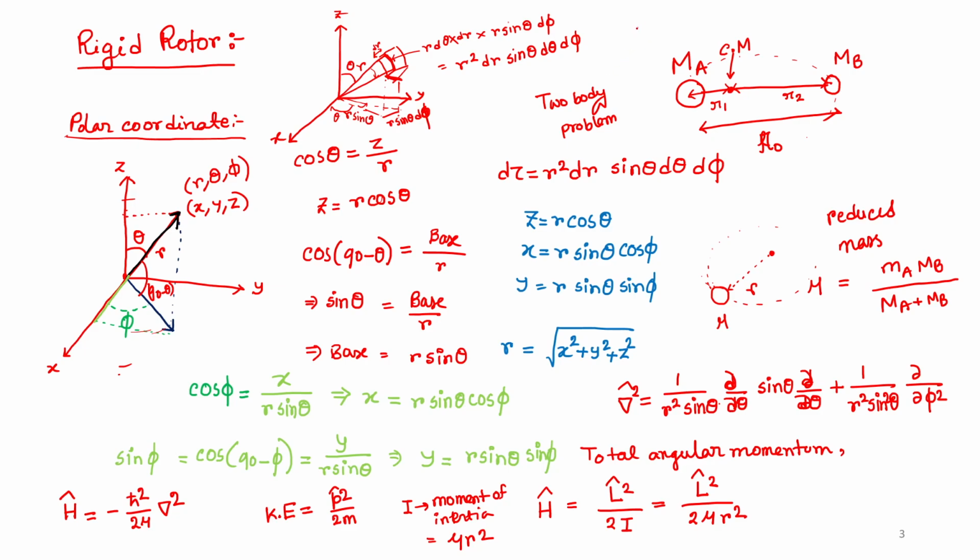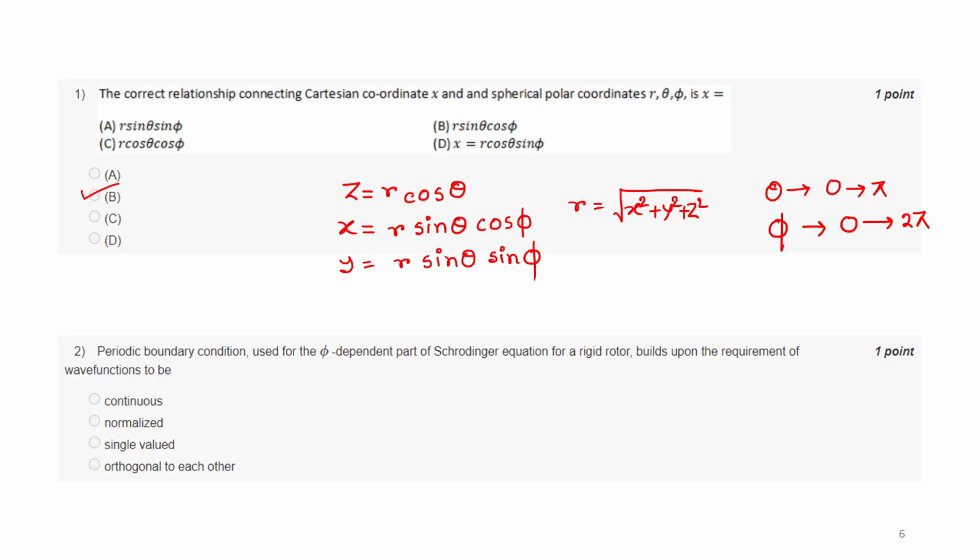In the xyz coordinates, we directly write d tau as dx into dy into dz, right? But here, as the coordinates have changed, this volume element has also changed. Now coming back to here, I will write it once more: for here our d tau is r square dr sine theta d theta d phi.